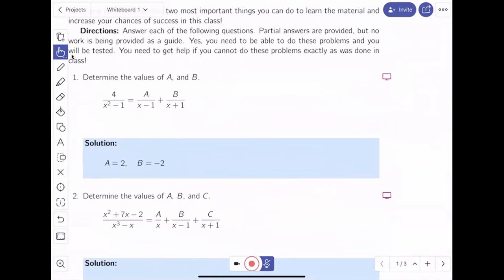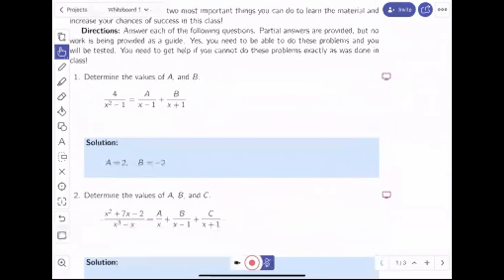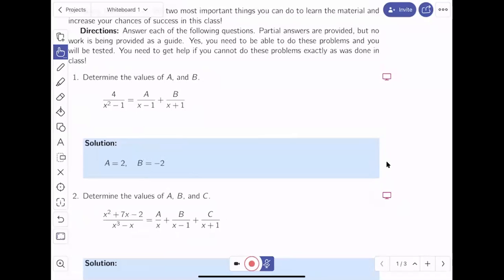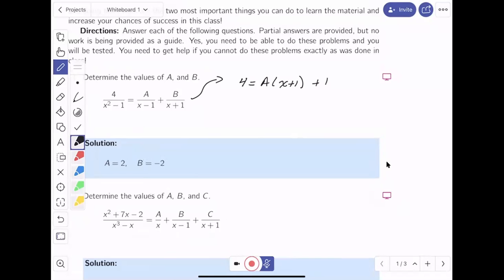Hopefully it's not going to be a difficult thing. Okay, let's take a look at it. What I recommend is to understand that we're looking for A and B, and to do this, we're just going to clear the fractions. So step number one is multiply both sides by the LCD. If you did that, you would get 4 equals A times X plus 1 plus B times X minus 1.